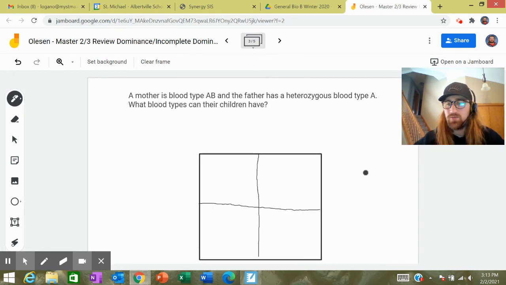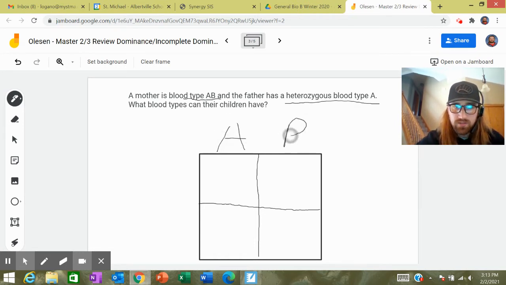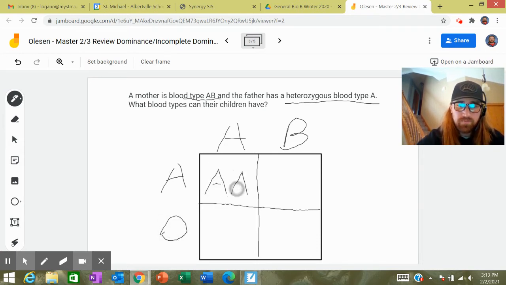Now, getting into blood typing. A mother is blood type AB, and the father has a heterozygous blood type A. What blood types can their children have? So, our mother has type AB. Our father has heterozygous blood type A. We can now fill in our Punnett square. So AB is going to look like this. We for sure know that he has a capital A. We go back, we read, it says it's heterozygous. So we know that means that he has an O as well. We now run our Punnett square. We have AA, AB, AO, and we have BO.